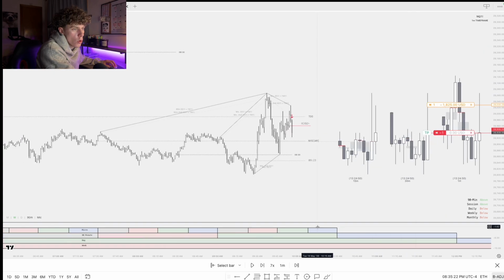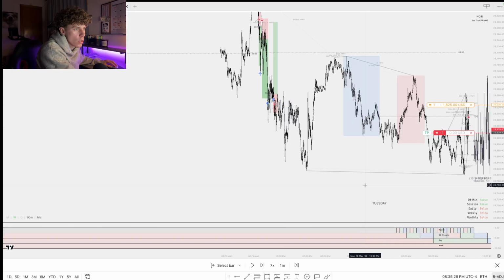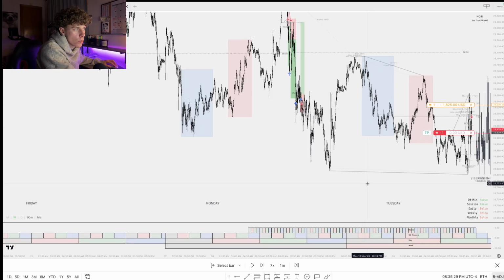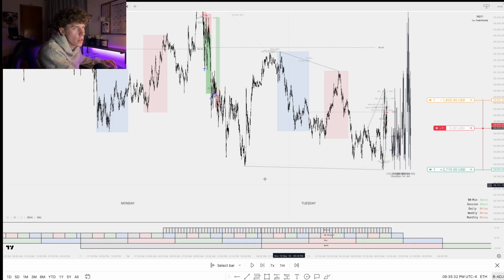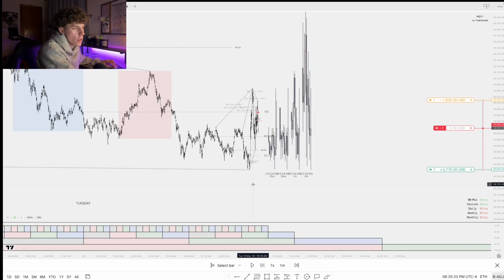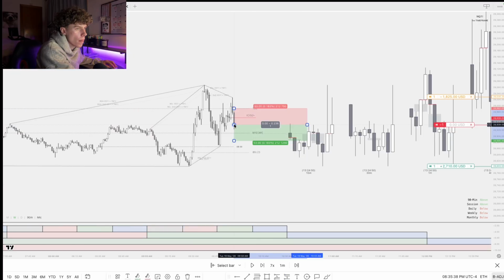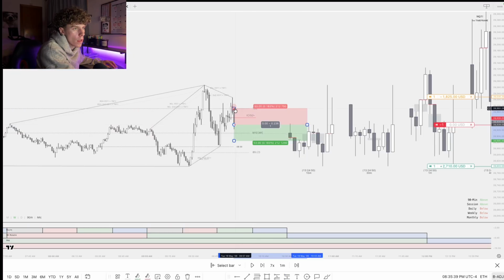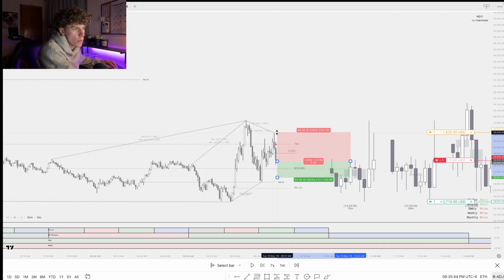Clean micro power of 3, accumulation, manipulation, 9:50 macro, distribution lower. What can we look to target? We can look to target low of day. This looks pretty solid. If I can get this arrow out of the way, we could watch this trade play out.